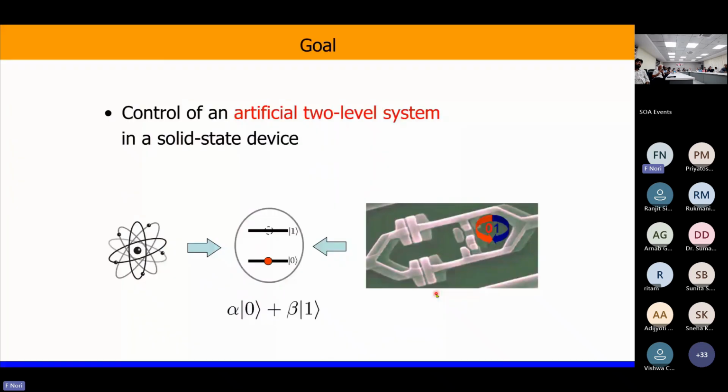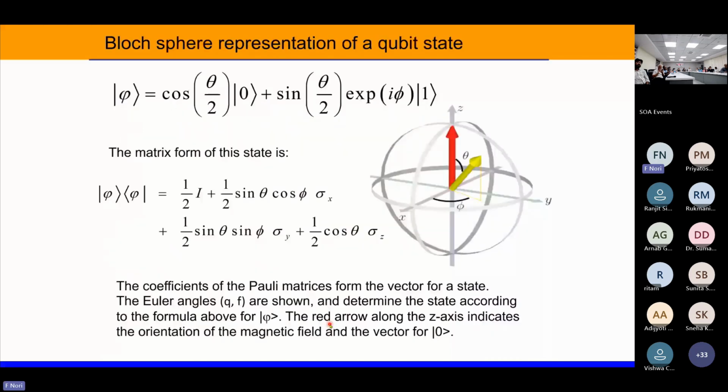So the goal is to control the artificial two-level system in a solid-state device. You replace this system by this one here, and you try to control it and generate these systems on a Bloch sphere. So this is the Bloch sphere, so you have this 0 and 1, but it's multiplied by this theta, so you can actually control this yellow vector back and forth on the sphere. So this is very important.